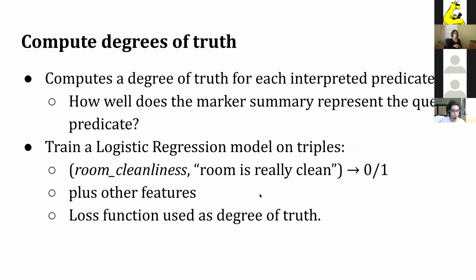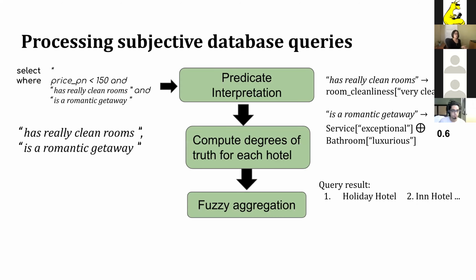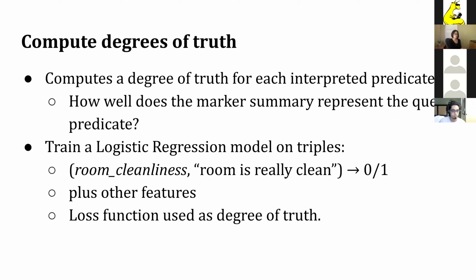So how do we compute the degrees of truth for each interpreted predicate? And what does degrees of truth mean, right? So intuitively, when I say I want to compute the degrees of truth of each hotel, I mean the following: how well does my marker summary represent the phrase that was asked? Okay, so what is the degree of truth of the representation of the reviews of the hotel according to what the user is asking?